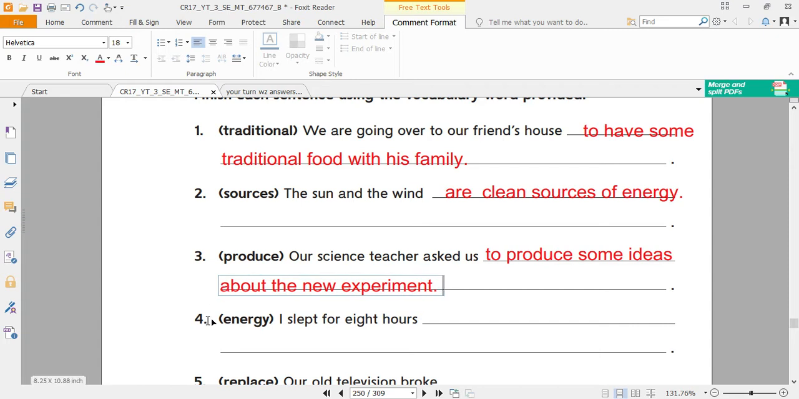Great. Number 4, energy. I slept for 8 hours. Yes, and I had enough energy to run or to do a lot of work. To run in the race.